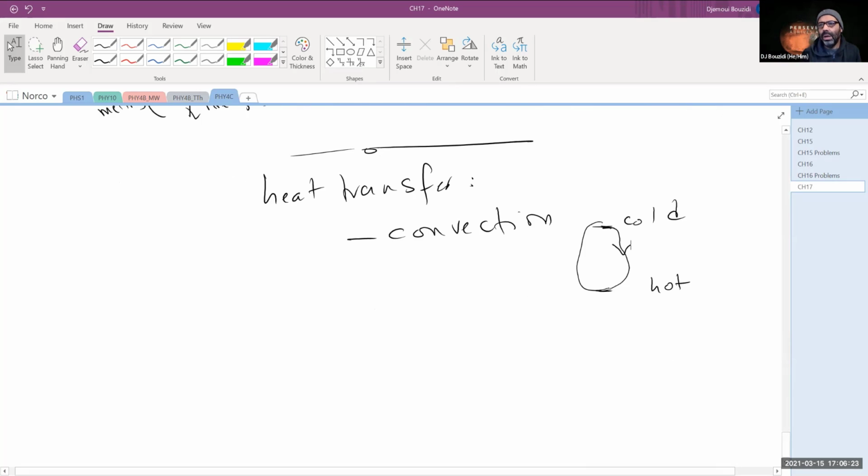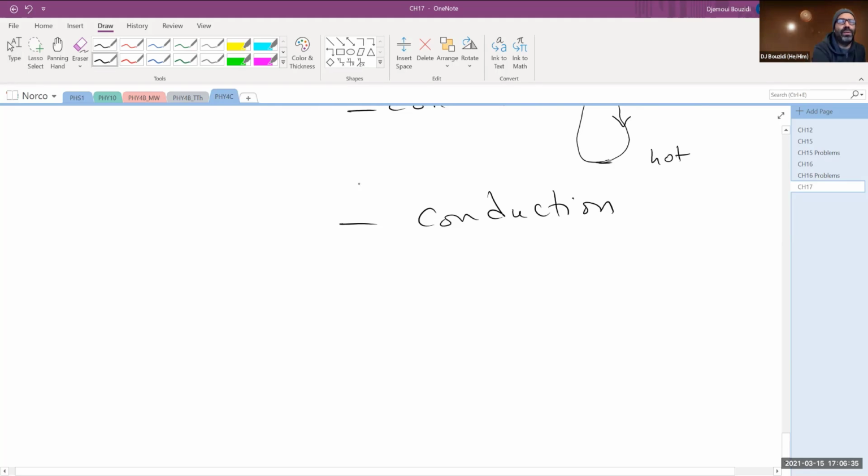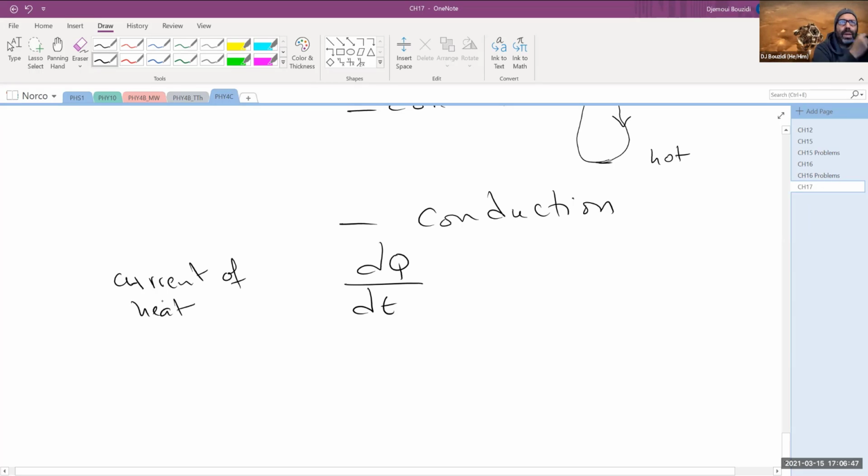Okay. Another way of doing it is through conduction. The rate at which heat is transferred, namely power, dQ over dt, sometimes it's called the current, okay? This is what you feel as breeze, current of heat, okay? So this is a power. This is the rate at which heat is transferred.